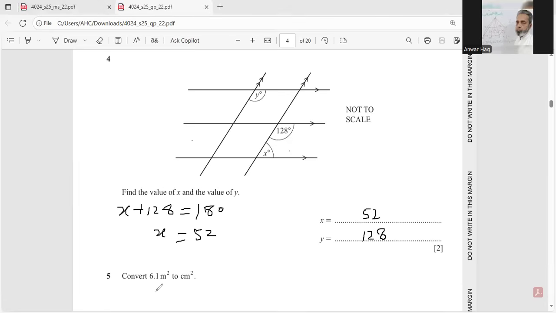Convert 6.1 meter square to centimeter square. So 6.1 multiplied by, there are 100 centimeters in a meter, so since it is squared, multiply by 100 two times. Your answer will be 6100. 61,000, sorry, 61,000. Next question.